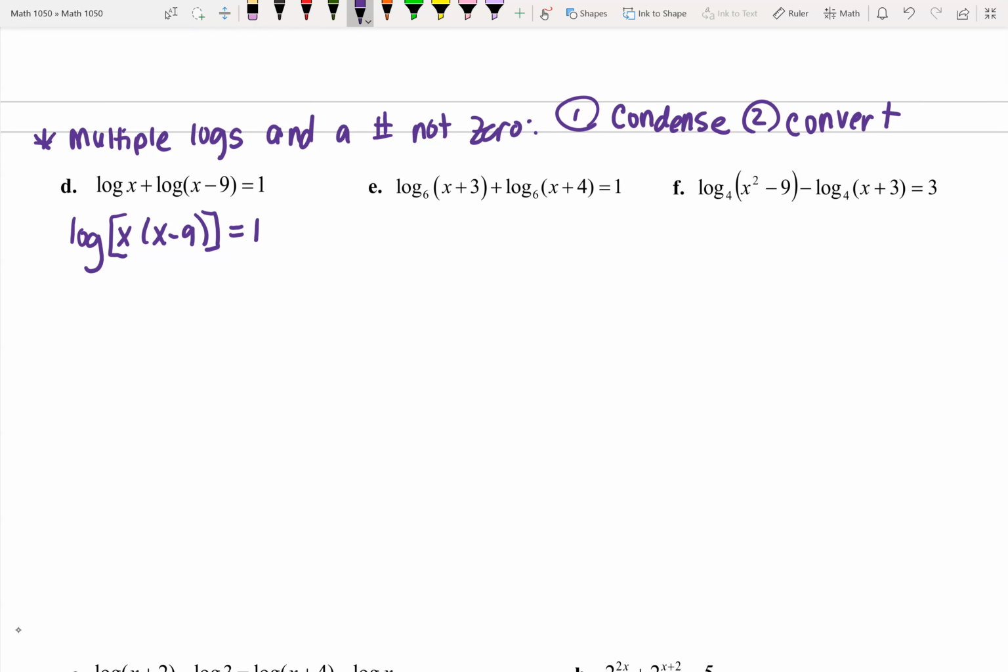So you have, there's no base there. So what is it? 10. So you have a 10 raised to the other side, which is a 1, is equal to whatever I haven't written down yet, which is x times x minus 9. Distribute the x to the second, minus 9x equals 10.